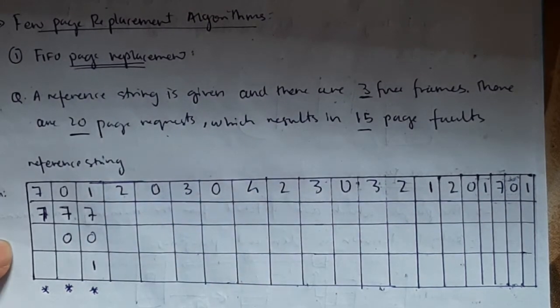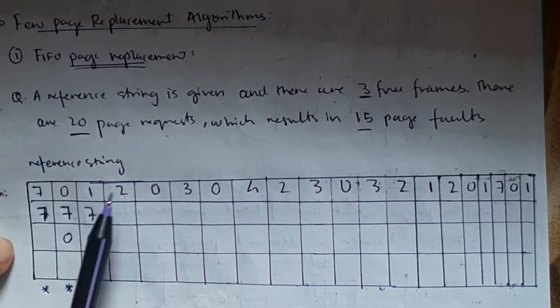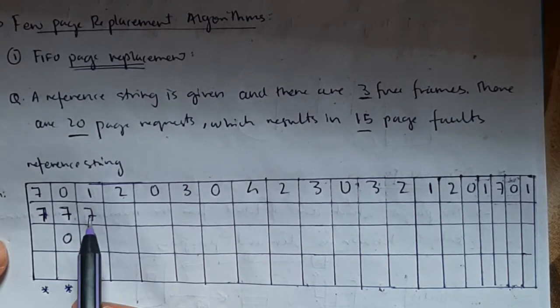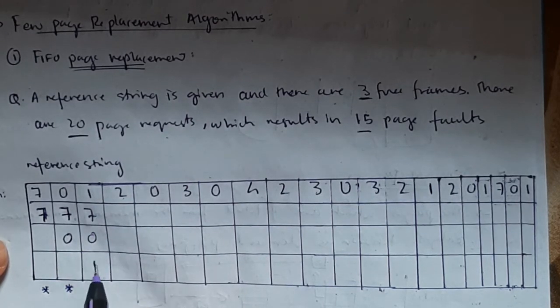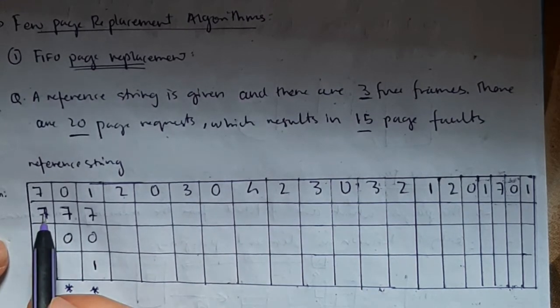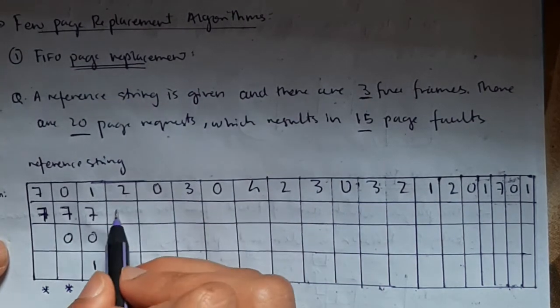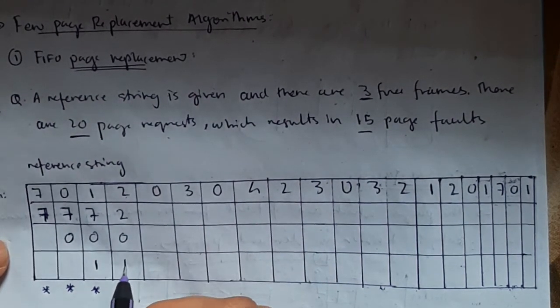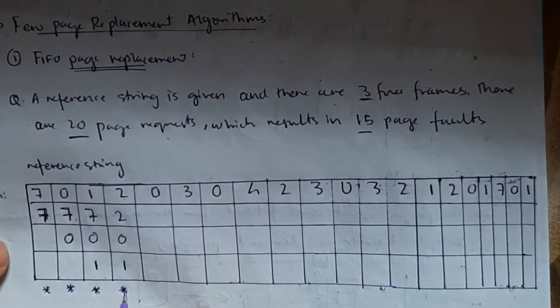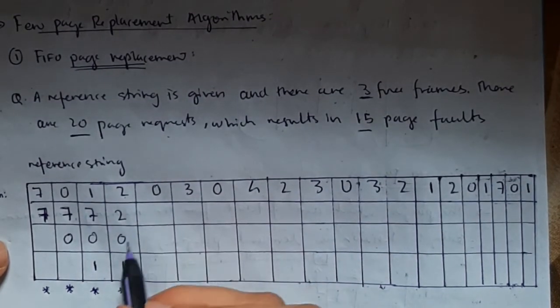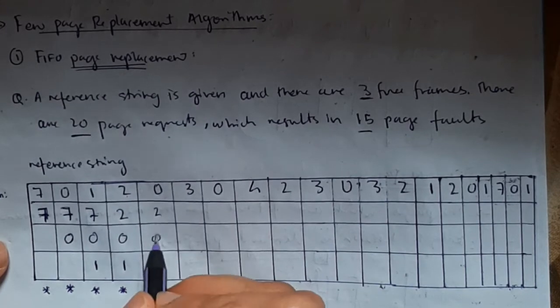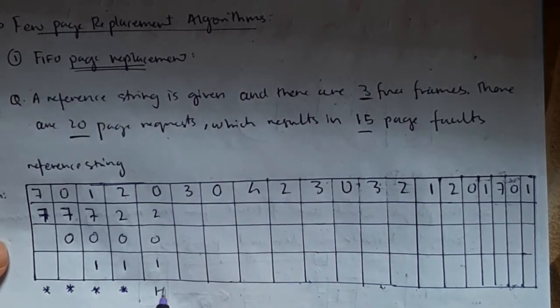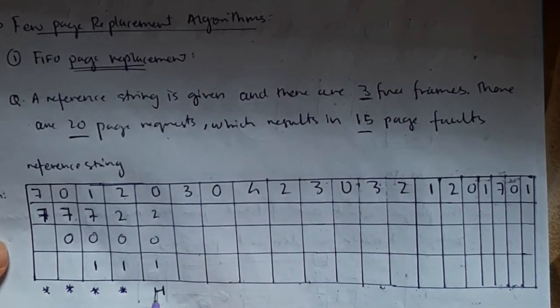Then 2. See here, first in, first out. That means 2 should replace 7, 0, or 1. So which one will I choose? First in, first out. First in was 7. So I'll replace 7 with 2 and write 0 1. Since I replaced, I should make a star here. Then 0. 0 is already present. I need not do anything. I'll mark it as H. So when I don't do anything, I'll mark it as H.